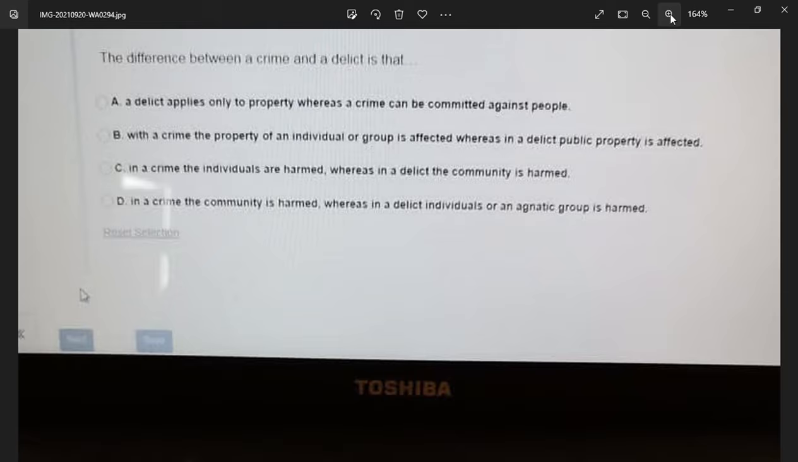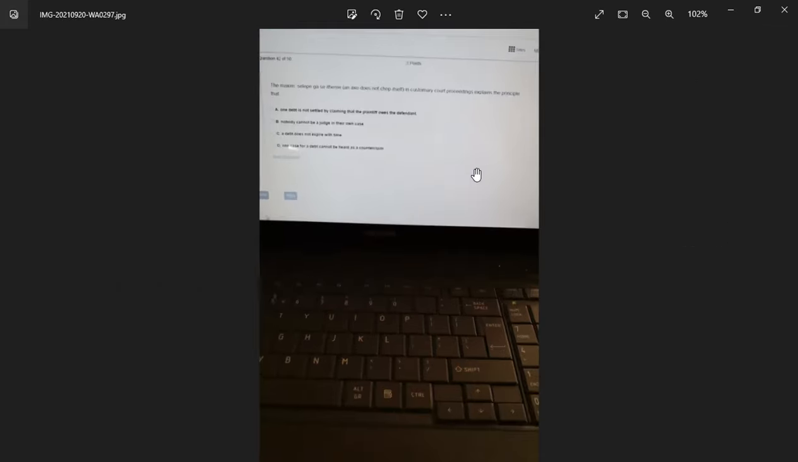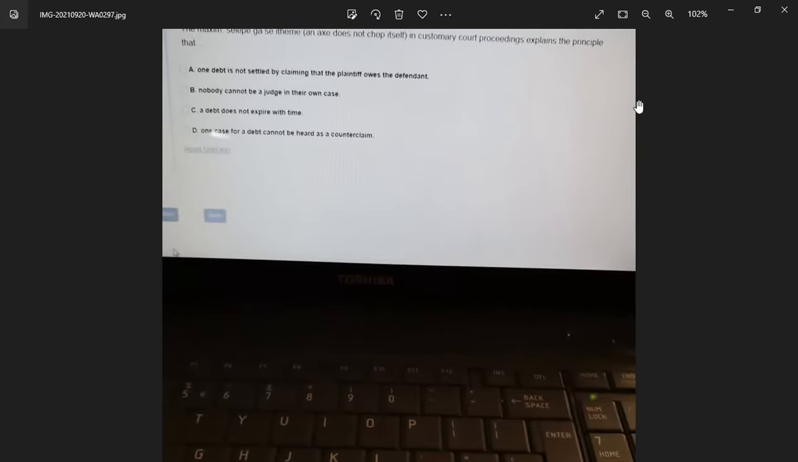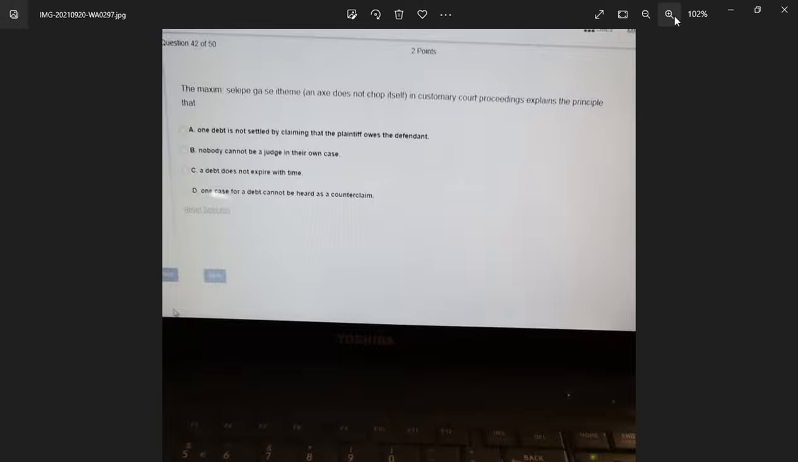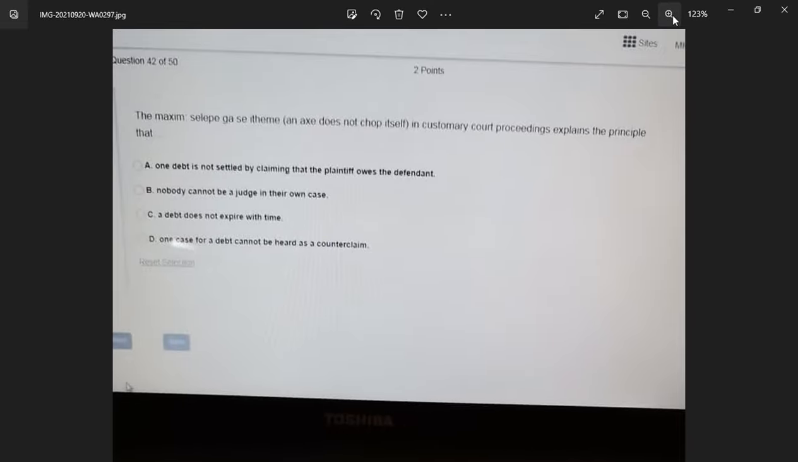The difference between a crime and a delict is that, if you don't know this, go to your criminal law, CRW 1501. You're going to find the answer, because I know that some of you are doing diploma, so you do not do CRW 2601. So just go to CRW. I think it's on page 10 of your CRW 1501 study guide. Yeah, it's page 10, if I'm not mistaken. You're going to find it. The difference between a delict and a crime.